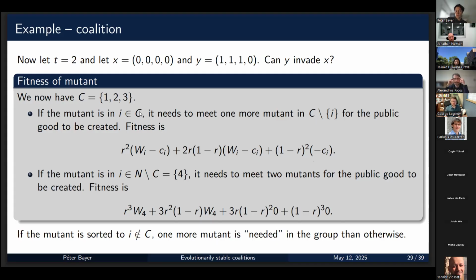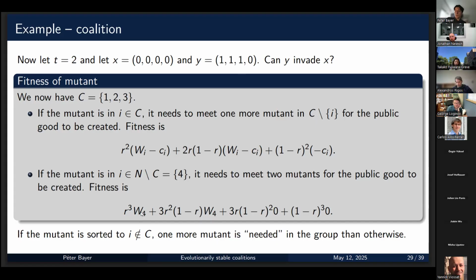Okay, this was when I was a mutant and I was put in one of the 3 deviating types. If the mutant is put into 4, then it needs to see 2 mutants for the public good to be created. Okay, if the mutant was here, it only needed to see 1 more. Here it needs 2. Because even though I'm a mutant here, I happen to be in type 4, where I'm not myself contributing. So for me to get my reward, I need to see 2 other mutants.